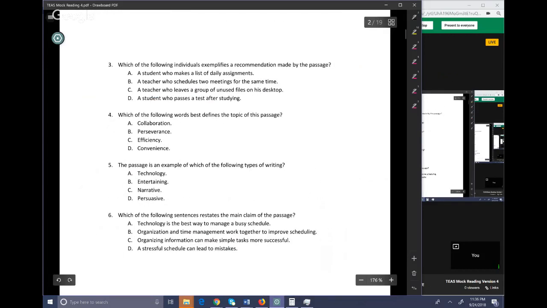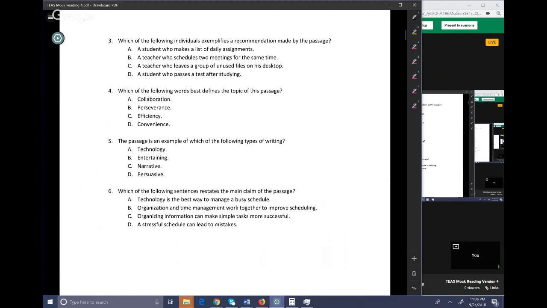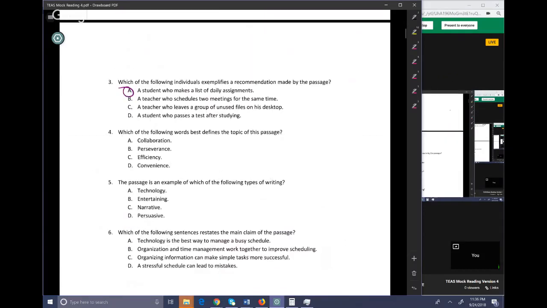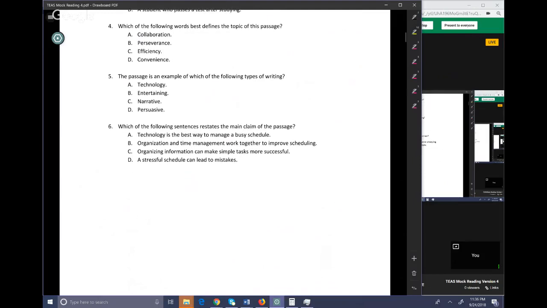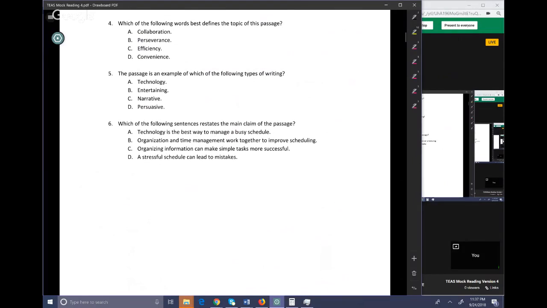3 is, which of the following individuals exemplifies a recommendation made by the passage? That would be a student who writes down their assignments. That's only because every other example was terrible and they would be somebody who the passage is making fun of potentially. Both of those don't really have something that they're from. So if you want to say they're from a class, they're just from your understanding of the passage. So they're from one.